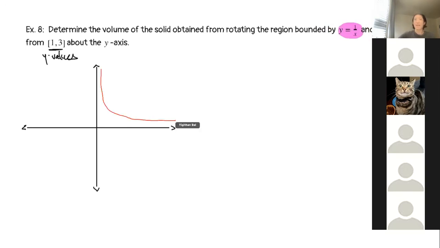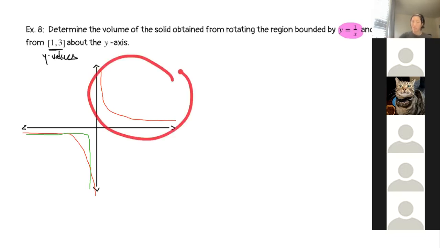Remember what 1 over x looks like. It's one of those weird ones. Yeah, exactly. So we've got two different branches here, right? We've got this one up in quadrant one, and then we've got its corresponding piece down in quadrant three. Perfect. Okay, so we have these two branches.